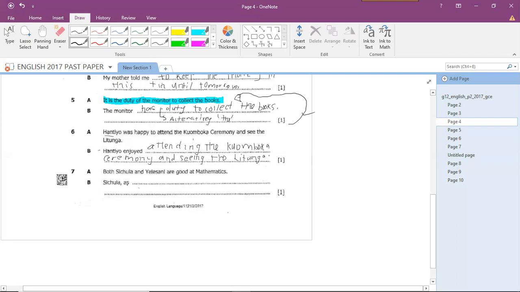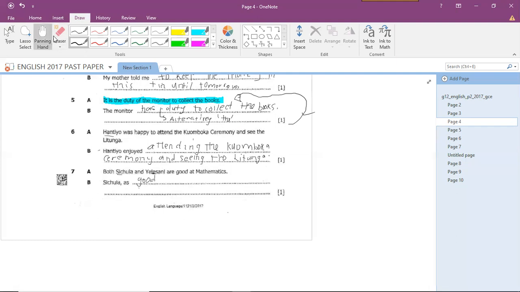Okay, same meaning. Both Sichula and Yalesani are good at mathematics, these Zambian names. So here we have got two subjects, so we have to fit in the second subject somewhere within the sentence. So, as Sichula as, this one's tricky. Sichula as good.